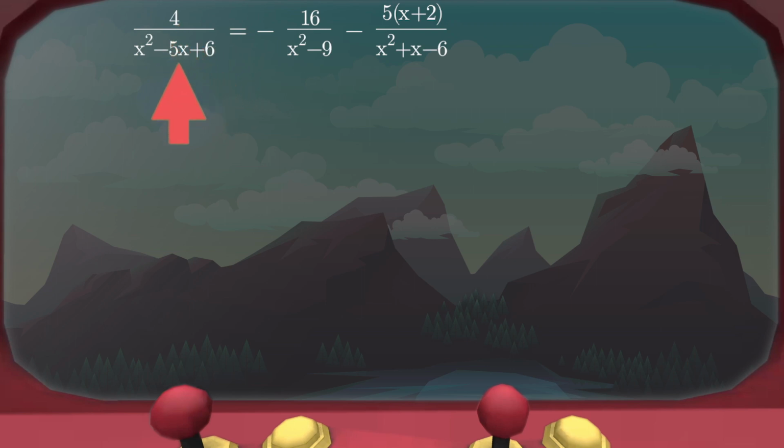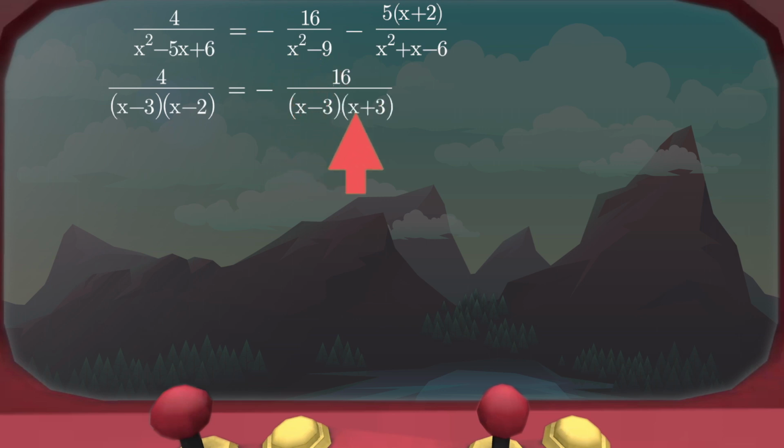Now 4 is a term on its own, so I leave it like that. And then this is a trinomial factorization, and I end up with x minus 3 in brackets and x minus 2 in brackets. That is equal to, and I still write down the minus 16, and then this is a difference between two squares. So this becomes x minus 3 and x plus 3. Okay, that factorization done. Then I write down the minus again. I've got 5x plus 2 divided by, this is a trinomial, so I'm going to factorize this one as well, and I end up with x plus 3 and x minus 2.